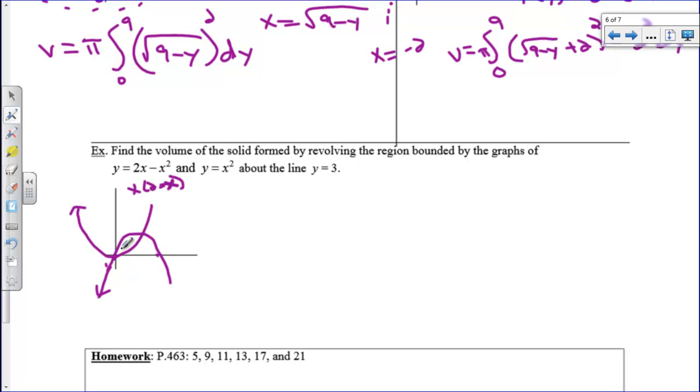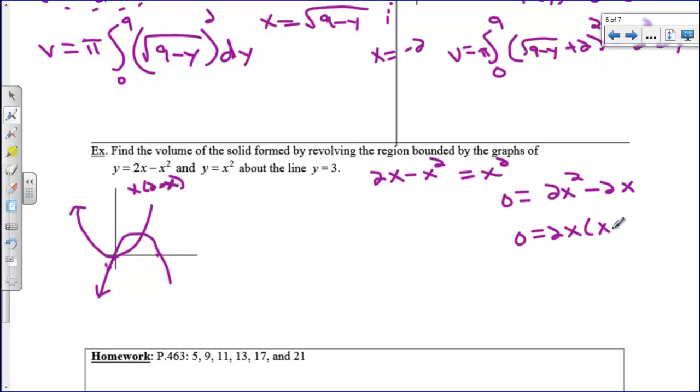And so I can see my region. My region is right in here. That's bounded between those two curves. And I need to find out where they equal each other so I can let my x values range from x equals blah to x equals blah. So where does 2x minus x squared equal x squared? We want to get everything on one side, so 0 equals 2x squared minus 2x. And then we want to factor. So we're going to get x equals 0. Well, yeah, I can see that. And my other intersection is x equals 1. So it looks like right here at 1, that's also where they intersect.